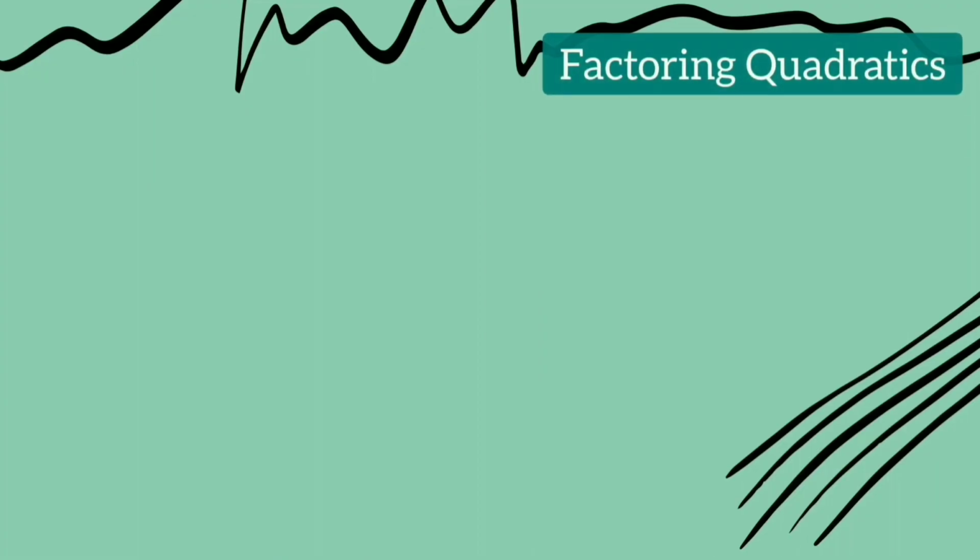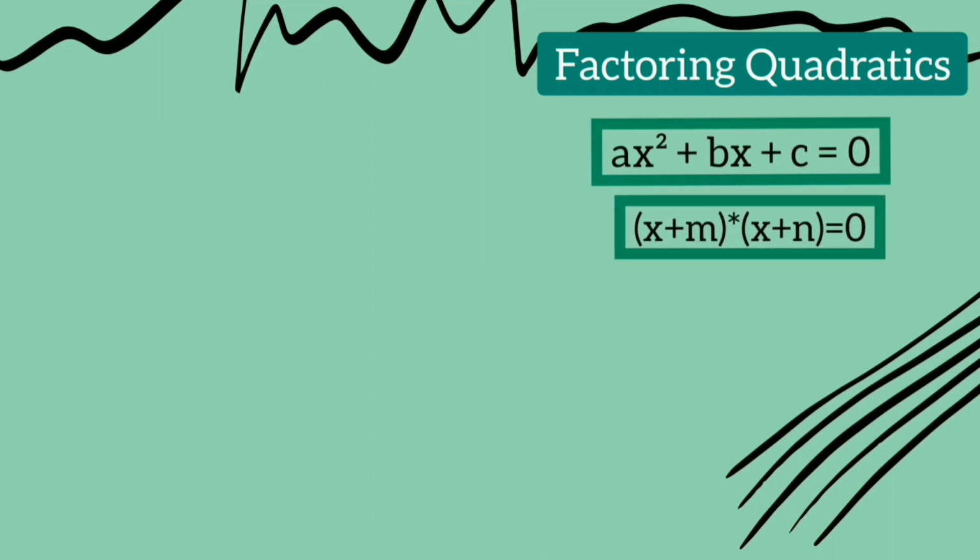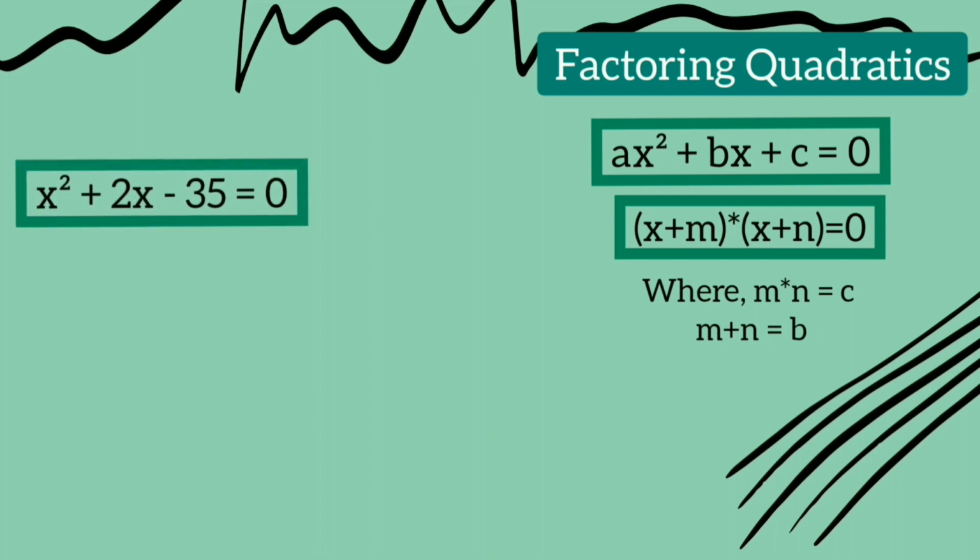First, let me try factoring quadratics. The form of factoring a quadratic is (x + m)(x + n) = 0, where m times n is equal to c and m plus n is equal to b. We have a quadratic equation: x squared plus 2x minus 35 is equal to 0.